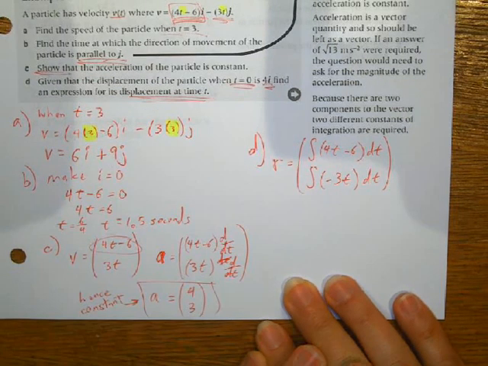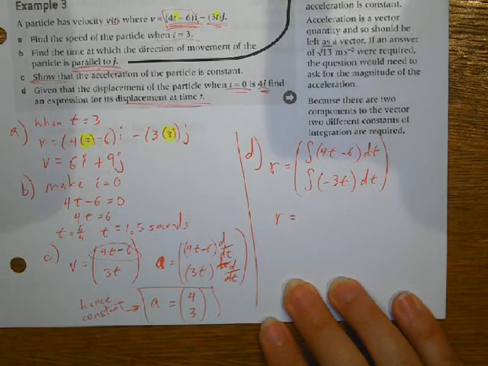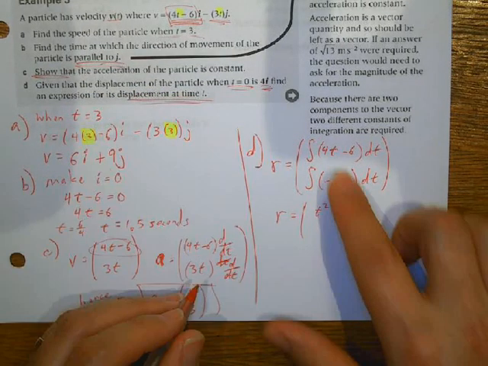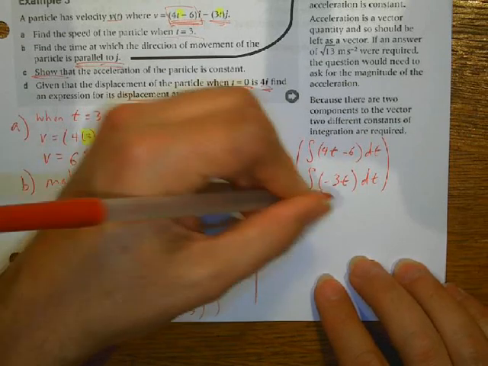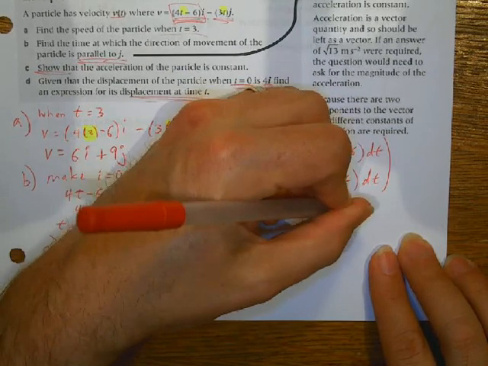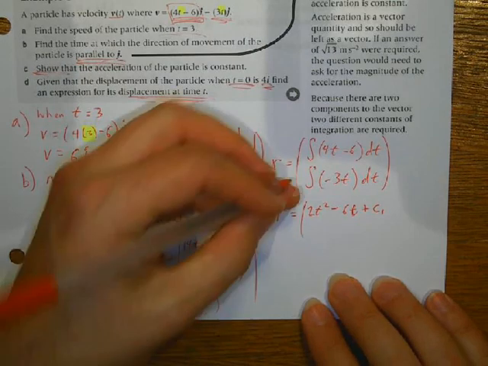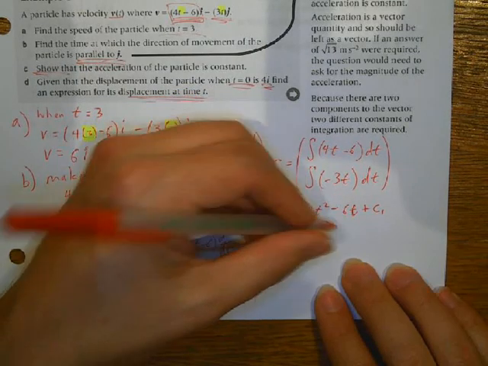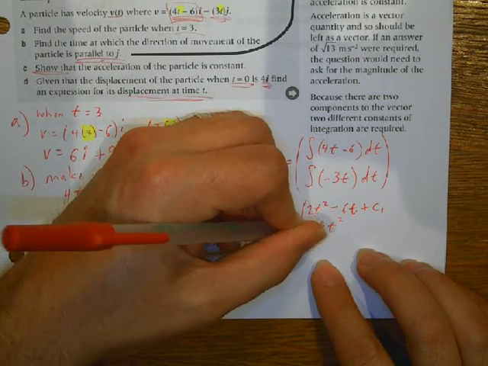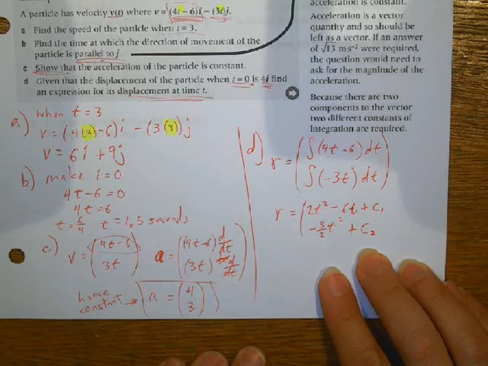Now the antiderivative of that becomes t squared, 1/2 times that is going to give me 2, and then minus 6t, and then plus c. I'm going to put a little subscript 1 because we're going to have more than one c. And the antiderivative of this is going to be negative 3 over 2 t squared, and plus c also, but I'm going to say that's c2 because that's our second c.